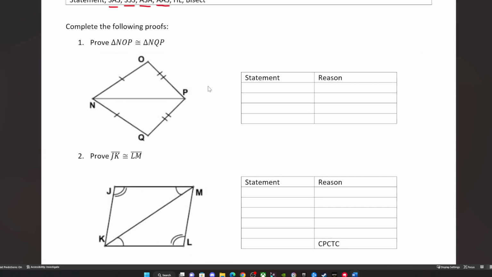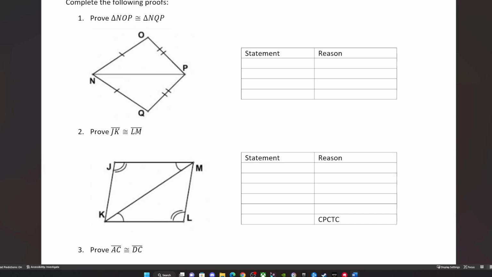All right, so let's begin to do that. First of all, I want to point out the given statements. This side right here is congruent to this side right here. That's a given statement. This side right here is congruent to this side right here. That's another given statement. So I want to make sure that I have these two given statements written on my proof.